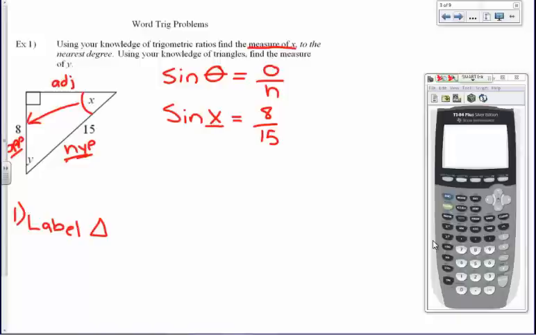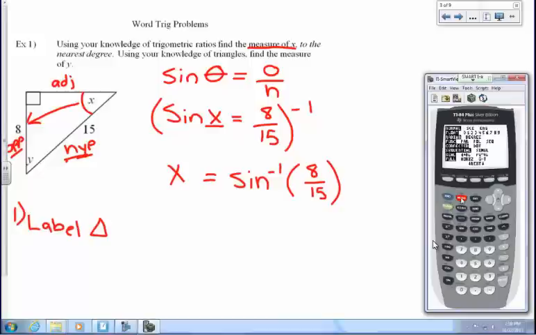Now remember, we're looking for the measure of x, so this means we need to get x alone. How do we do this? Well, simply put, we take the inverse sine of both sides. When we do that, we're left with x alone on the left, and we're left with the inverse sine of the ratio 8 over 15.